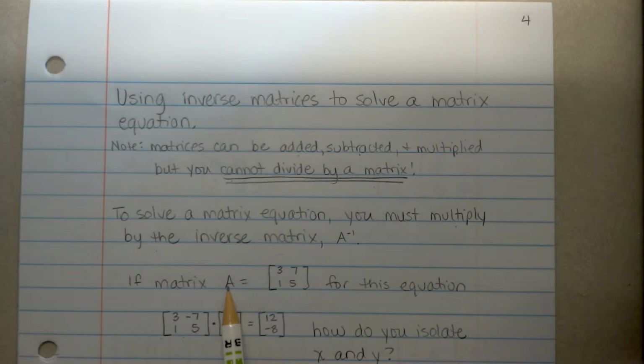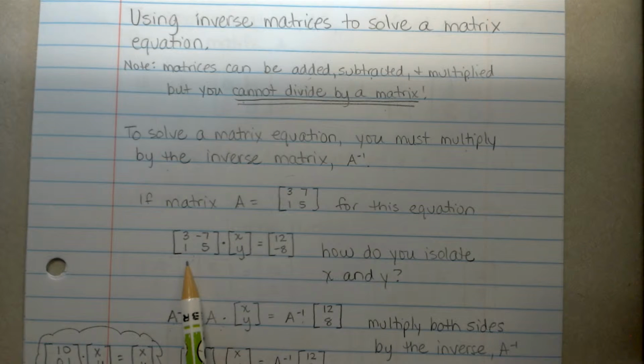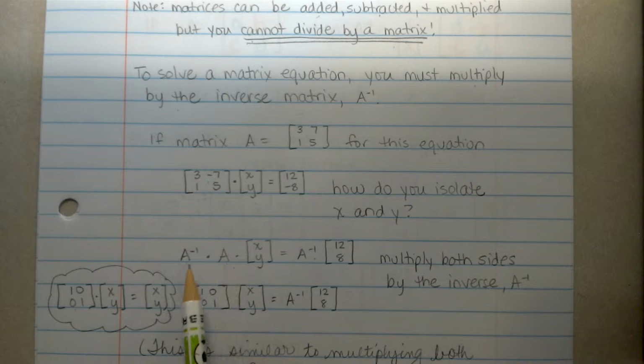So if you had a matrix A, and you had this equation where you had matrix A times a variable matrix equals a constant matrix, how do you isolate x and y? If I can't divide by this matrix, how do I get rid of it so that I can put it on the other side and solve for x and y? Well, this is how. You take the matrix, you multiply it by its inverse. If I multiply this side by the inverse, I also have to multiply the other side by the inverse matrix.